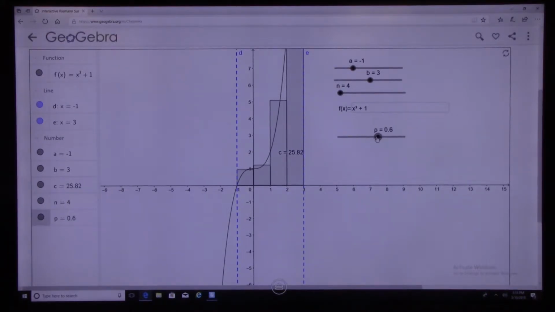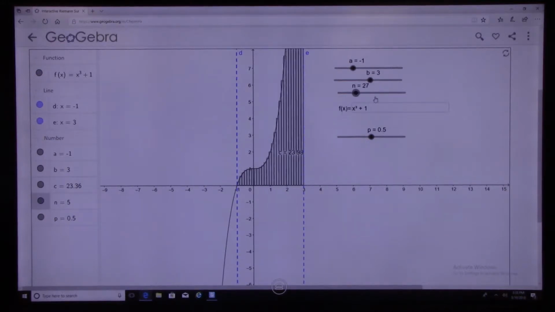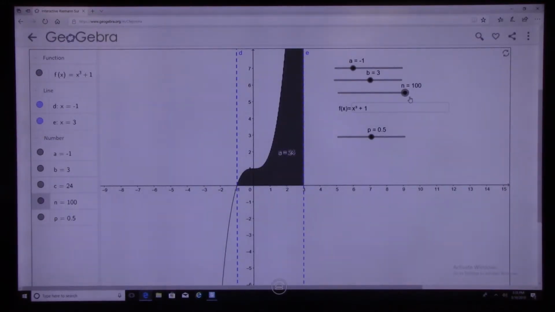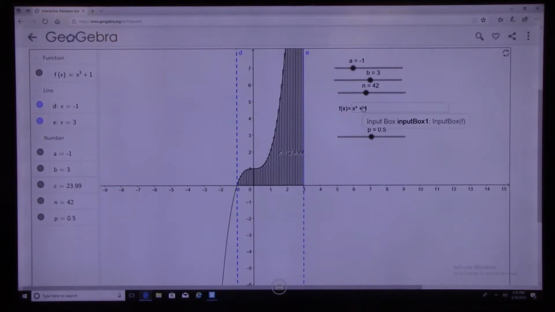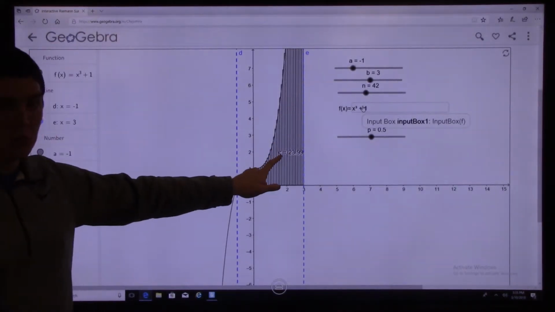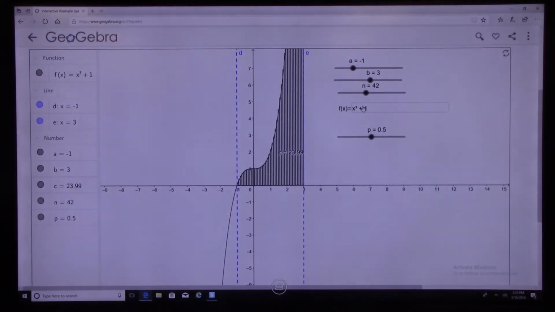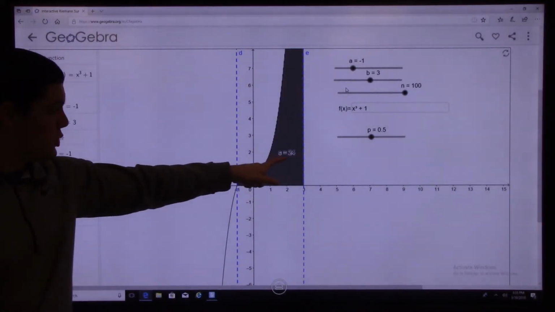It doesn't matter which sum we use. Let's go to the midpoint sums. Usually that's the more precise one. Well, let me let it go to 100. So essentially we're going to try to find the area of this rectangle. I don't know if you guys can see this on the video, but right now at 42 rectangles, the area was 23.99. And as I go further, at 100, hopefully you can see this, it says the area is 24.